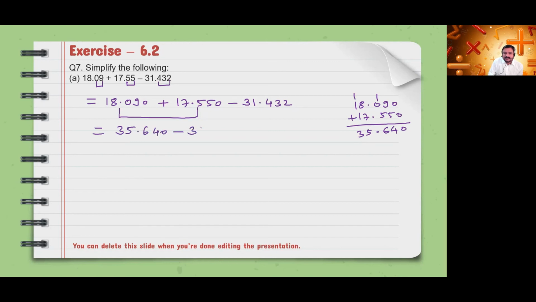35.640 minus 31.432. Okay. So 35.640 minus 31.432. So 0 minus 2 we cannot do. So we will borrow. Here it will come 8. 3 minus 3 will be 0. 6 minus 4 will be 2. 5 minus 1 is 4. And this is 0. 3 minus 3 is 0. So 4.208 will be the answer. Okay.